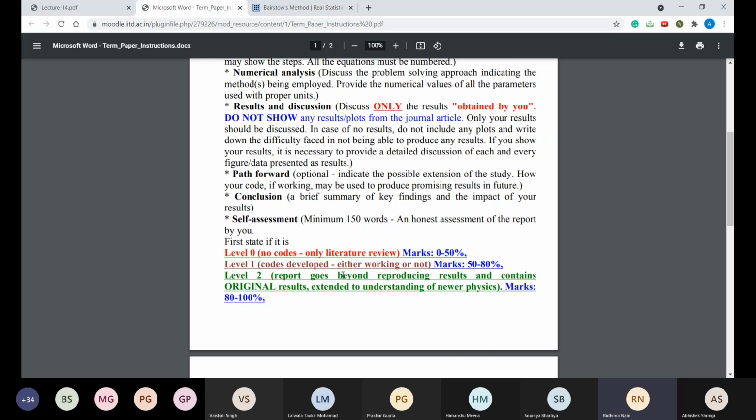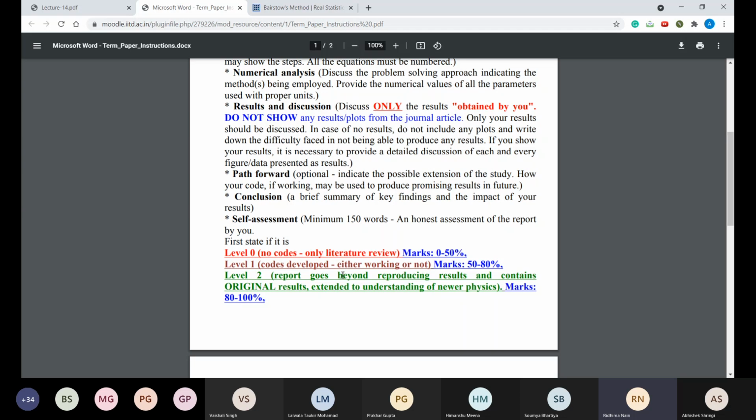You cannot cheat in your codes. You cannot directly copy, even if they're available with the research journal. And you get extra marks if you are able to go beyond your research journal. This is pretty simple. For the self-assessment, you just need to write a self-declaration of what you think of the paper, how your understanding of the paper was, the path forward, and the conclusion.